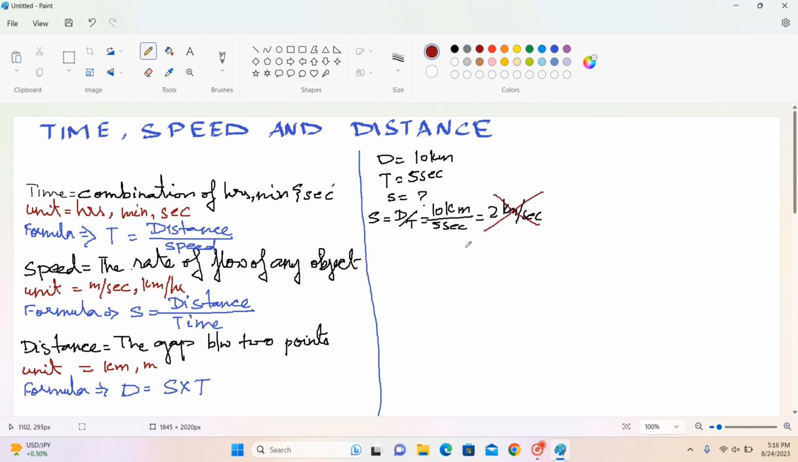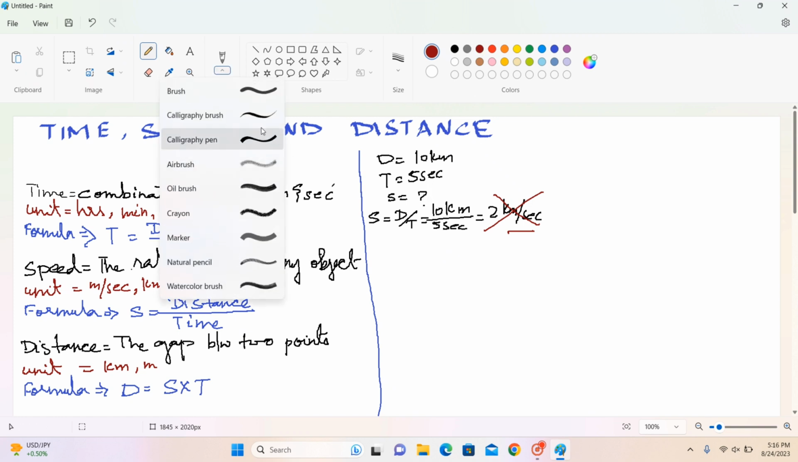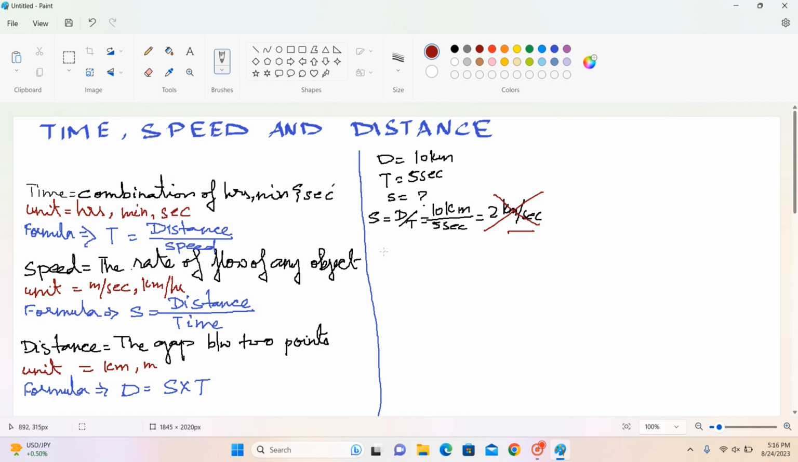If you think that this will be your answer, you are wrong here, because this will be a wrong answer. We want the speed unit to be either meter per second or else kilometer per hour. But here we have got kilometer per second, which is not the unit of speed. So in these cases, what you have to do is the conversions. So let's see what are the different conversions. After conversion, when you solve this, it will be the correct answer.